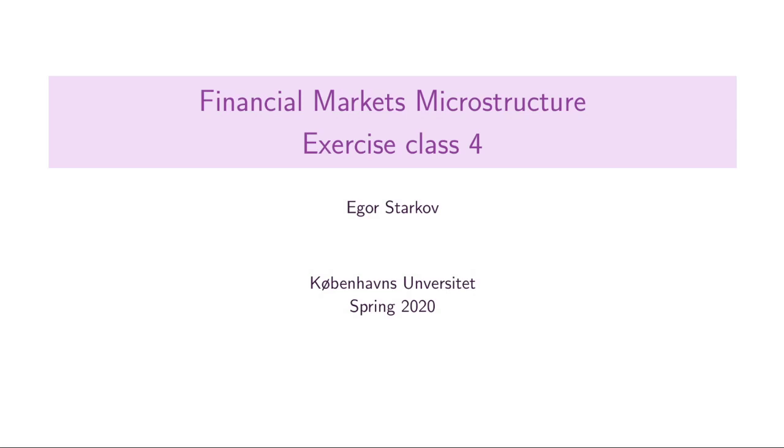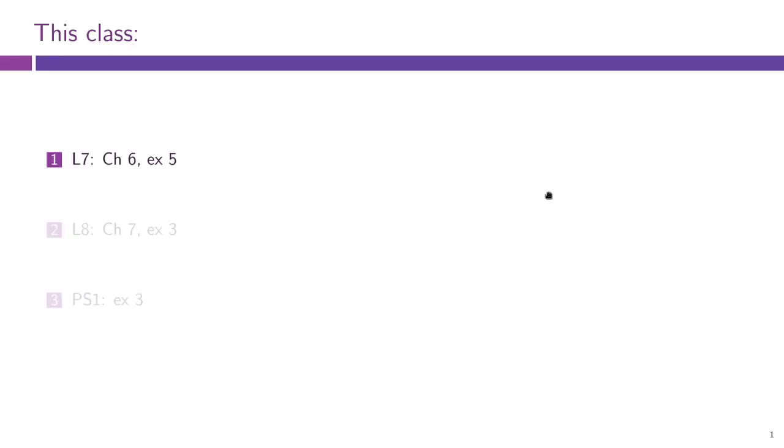Today in Financial Markets Microstructure, we have an exercise class. We have some catching up to do. So we will be revisiting a lot of the problems that I assigned you in previous lectures and that we had in the first problem set, but that we never went through. In particular, we will be doing the two exercises from lectures 7 and 8, respectively. And those will have to do with order flow payments and trading costs set by exchanges. And after that, we will go back to problem set 1 and do a few things with exercise 3.